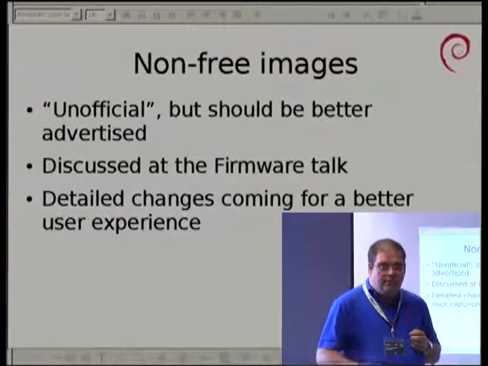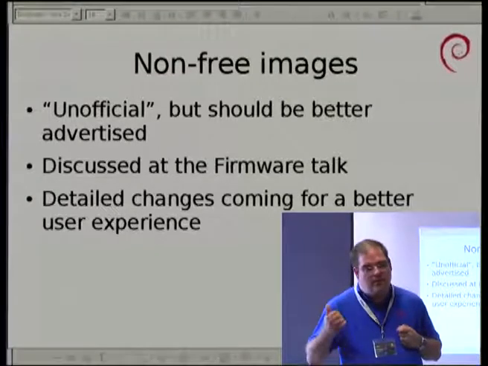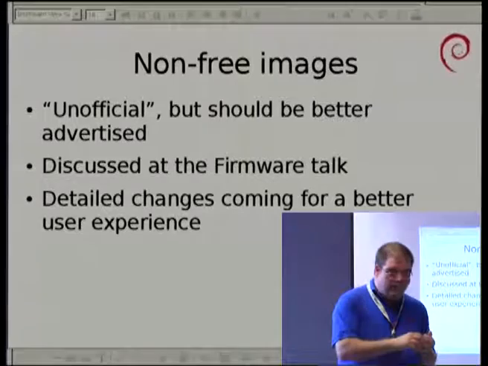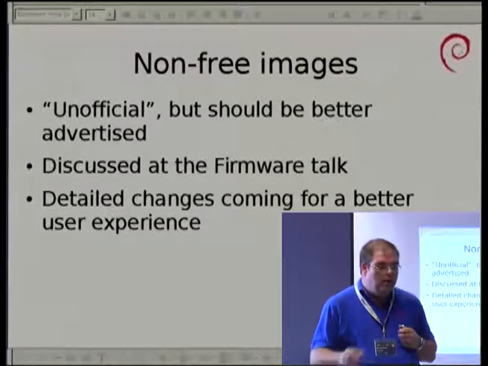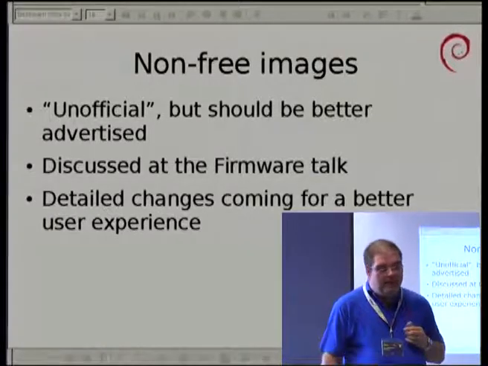They have been unofficial because, of course, we're Debian people. We don't like to advertise the fact that we're producing non-free stuff. The Free Software Foundation really don't like us doing it. But for those people who really need it, they're actually struggling to find them, and that's not useful.